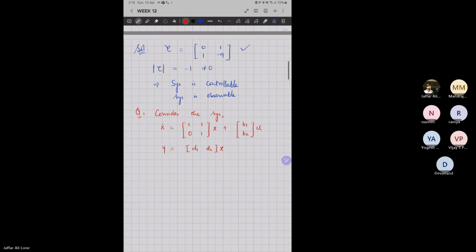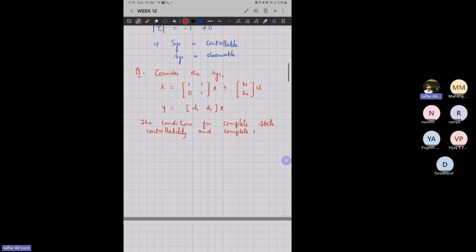Now the question is the conditions for complete state controllability and complete observability are option A. D1 not equal to 0, B2 not equal to 0, B1 and D2 can be anything.